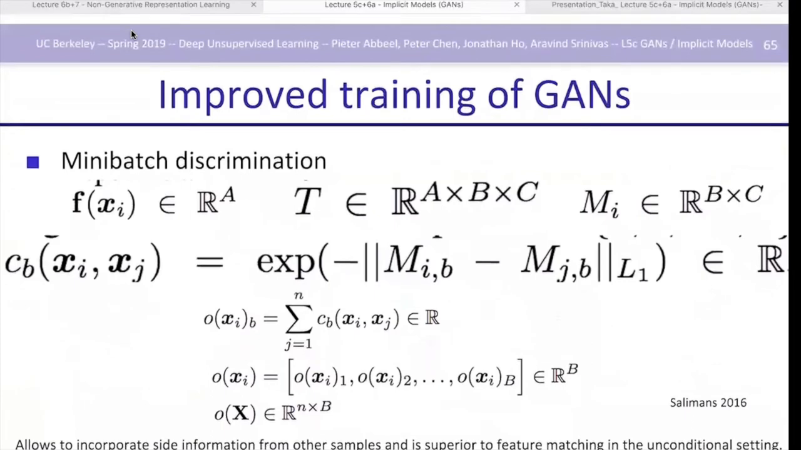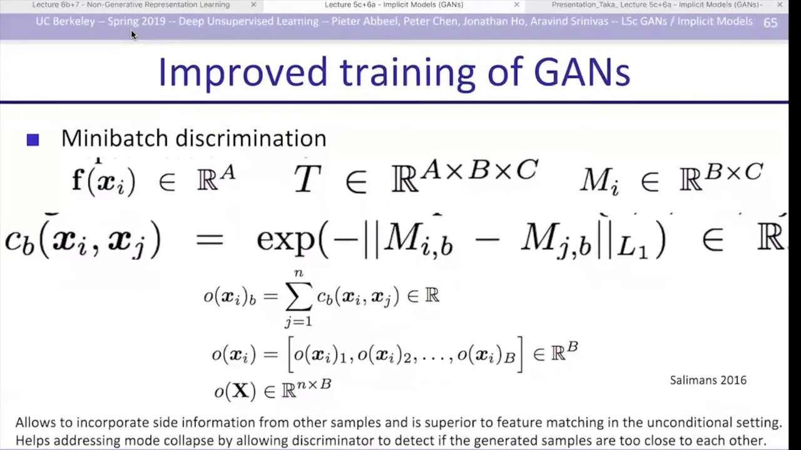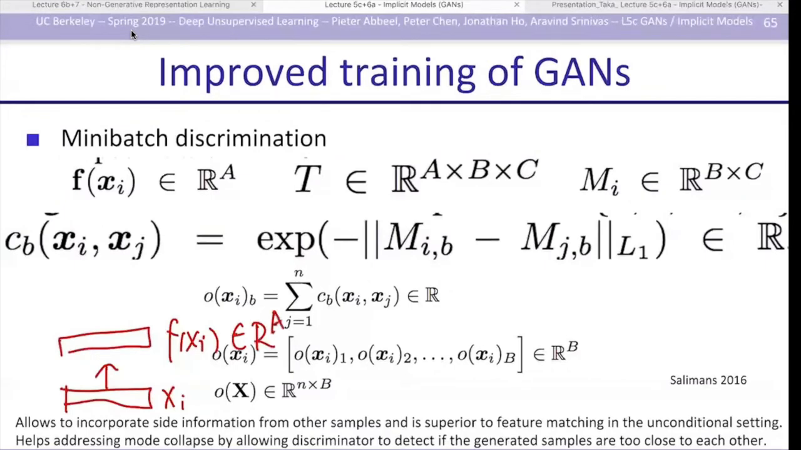And mini batch discrimination is another, the most useful. Let me introduce it, because it's a little big. Maybe I can use this page. For the input, we call it x sub i, which is in the dimension A. The f of x i, the dimension is called f, is in R^A.